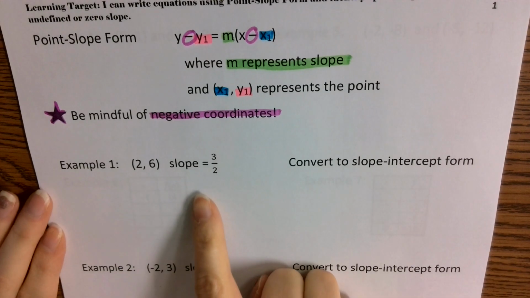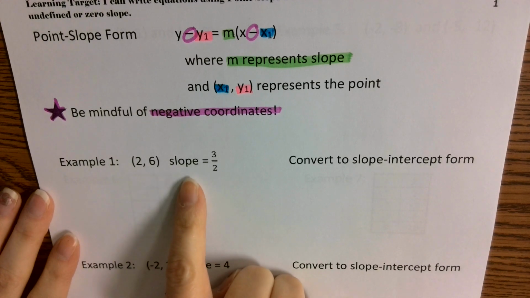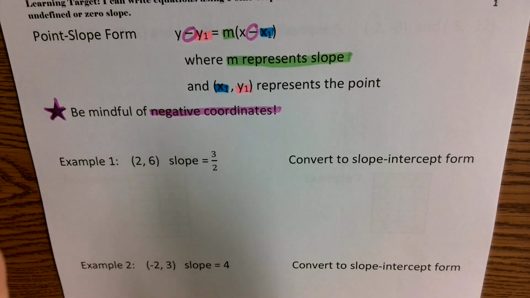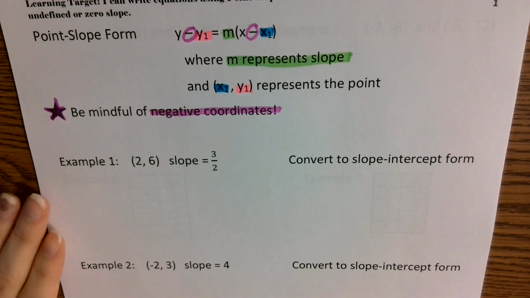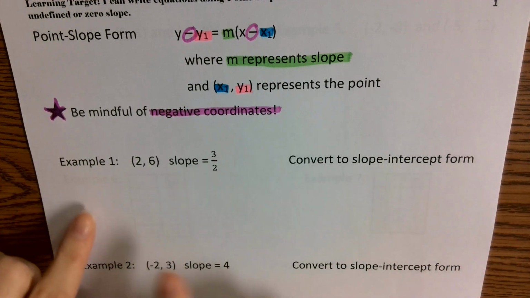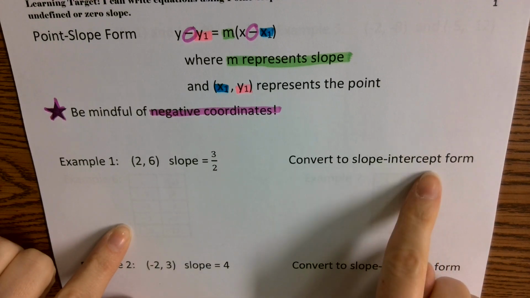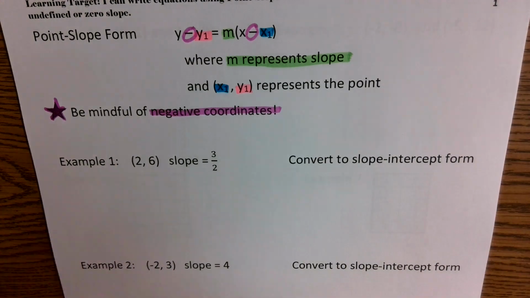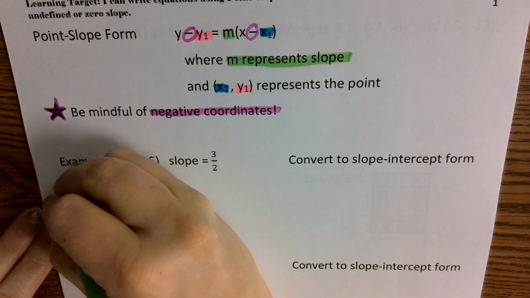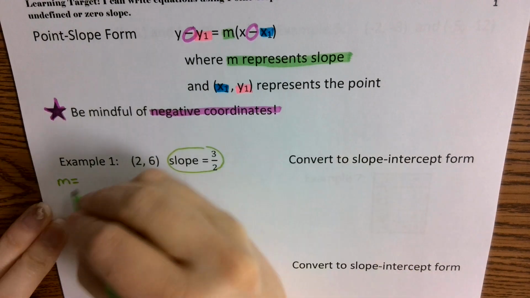So here we have our very first example. We've got a point, (2, 6), and a slope, 3/2, that's being provided for us. And we want to first write the equation in its point slope form. And then from there, we're going to convert into slope intercept form, because that's the most common form that we're used to. So the easiest thing to do is identify that slope. Our slope is 3/2.